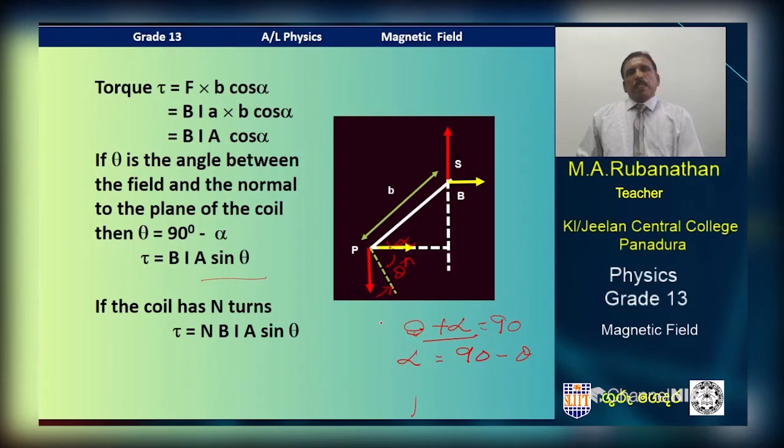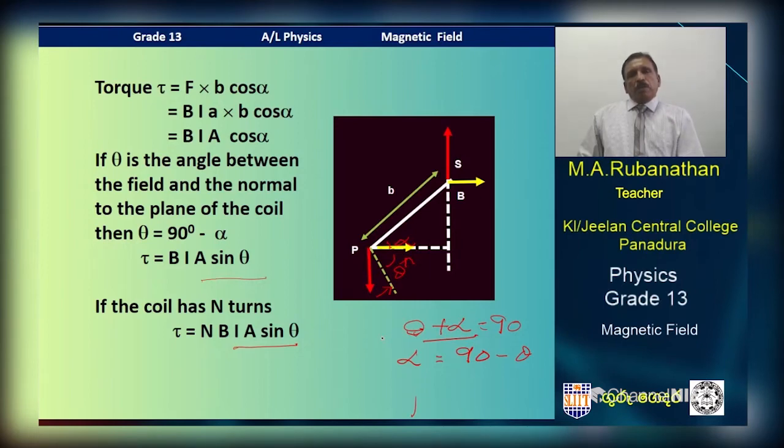Right. We have done this only for one coil. If the coil has n turns, we multiply this by n. Therefore, we get the result: tau is equal to NBIA sin theta. So this is the final result for the torque on the rectangular coil.